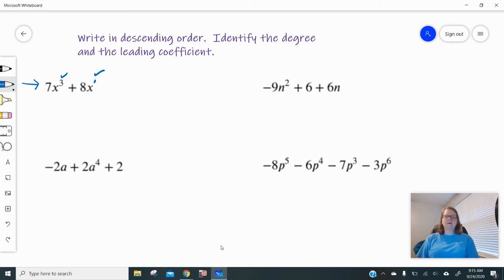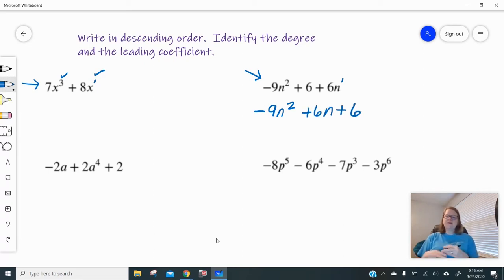Let's look at the one on the right. We've got n to the second, or n squared, and we have a 6 that doesn't even have an n. Technically that's n to the 0, but there's no variable. And then we have n to the first again, understood 1. So we need to rearrange. Negative 9n squared does come first because that's the biggest exponent. And then your next biggest exponent is the 6n, so plus 6n, and then the 6.